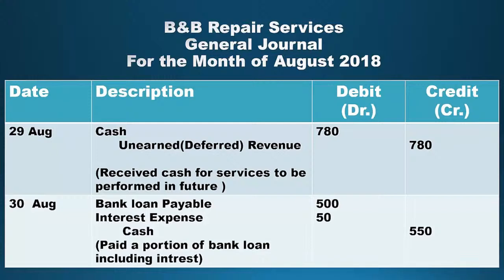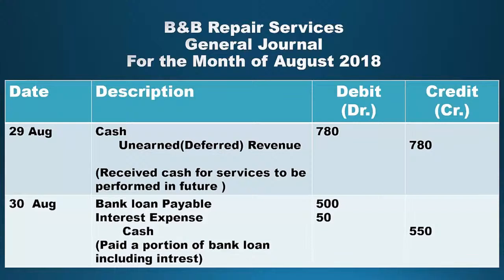August 30th, paying part of a bank loan with interest. Step 1. What happened? The company paid $550 toward its bank loan. Of this amount, $500 was applied to the loan principal and $50 was for interest. Step 2. Which accounts are affected?